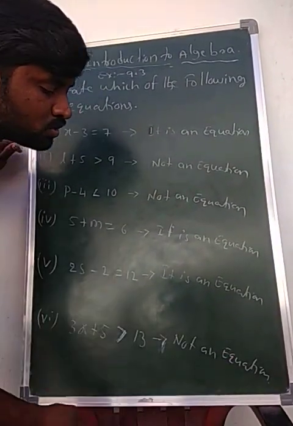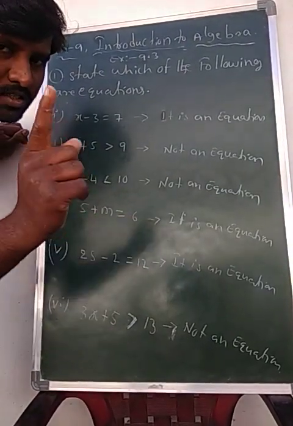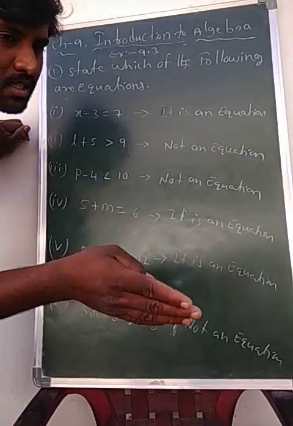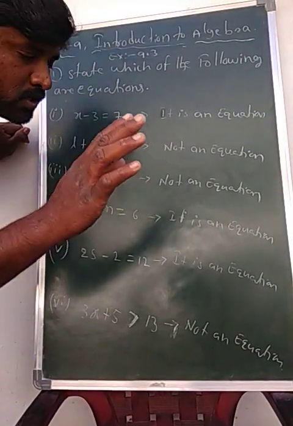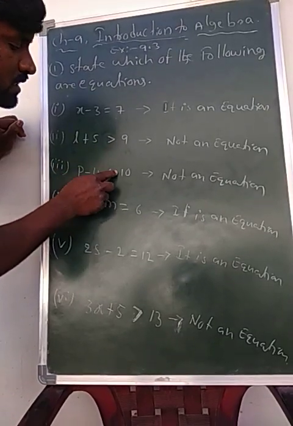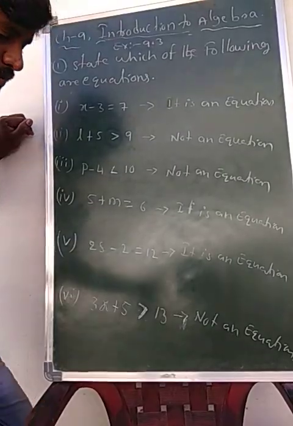Okay now students, you do the remaining problems in this exercise like this only. When LHS is equal to RHS, it is an equation. When LHS is not equal to RHS, when you get greater than or less than signs like this, it is not an equation.